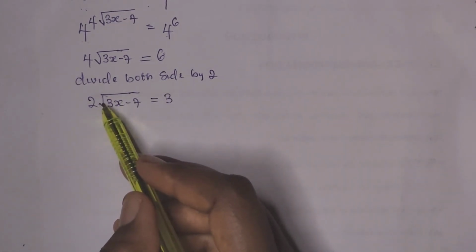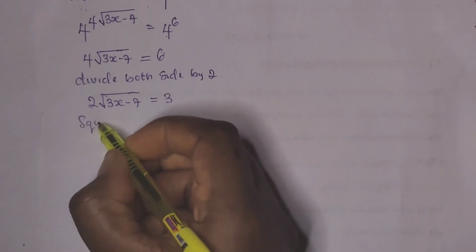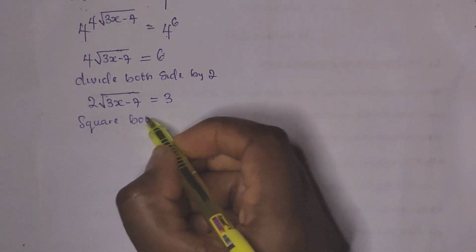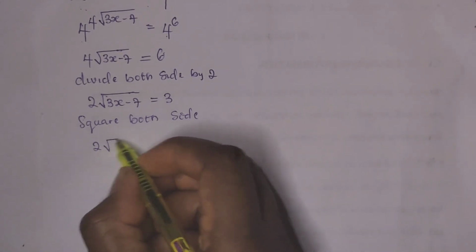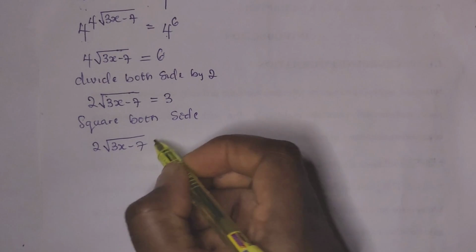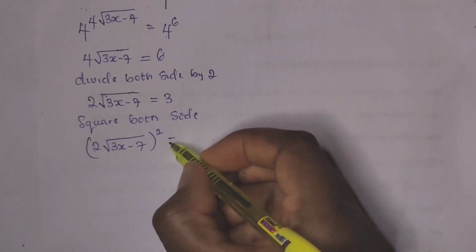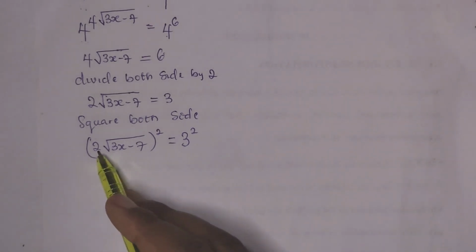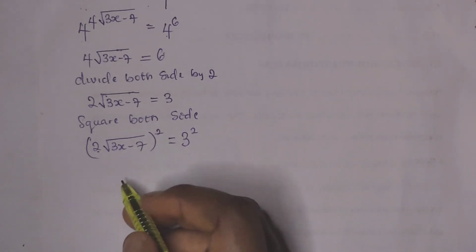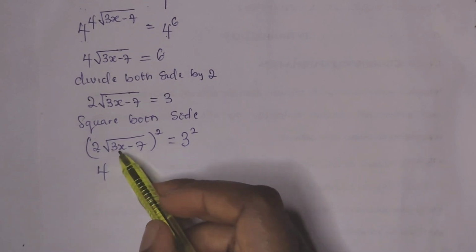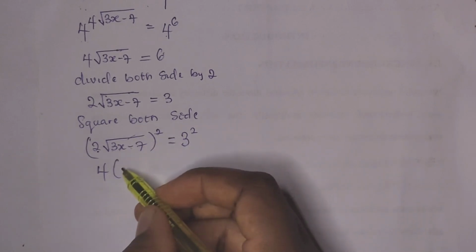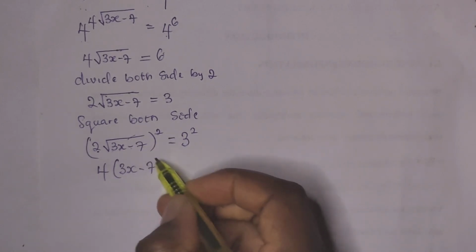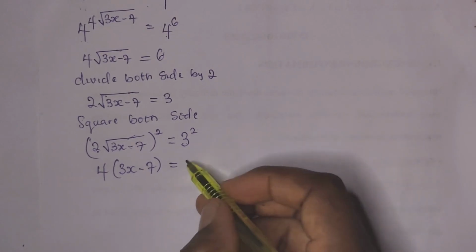So when we square both sides, in order to eliminate this square root, square both sides, we have 2 roots 3x minus 7 all squared equal to 3 to the power of 2. 2 to the power of 2 is 4. And root 3x minus 7 all squared, this will cancel this. So we have 4 times 3x minus 7 all equal to 3 to the power of 2 is 9.